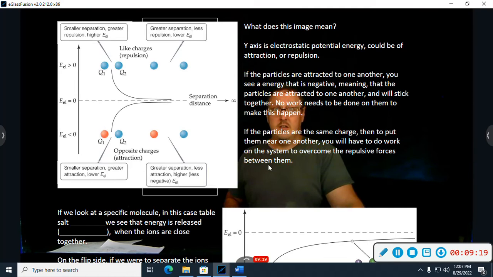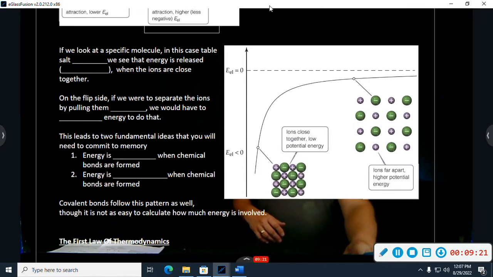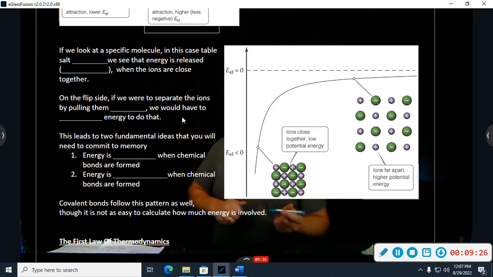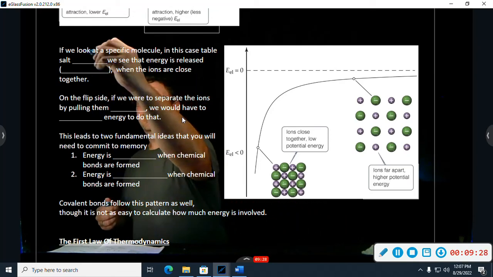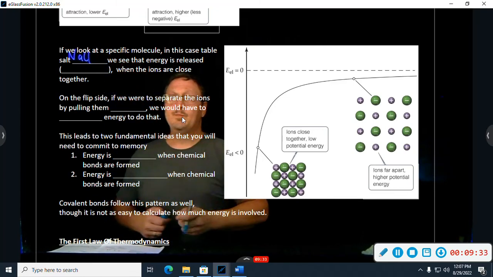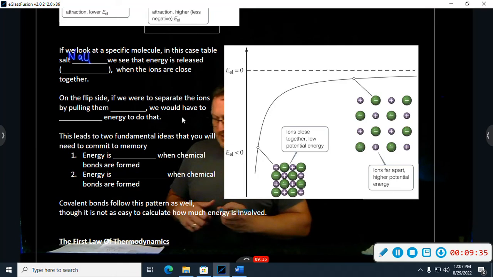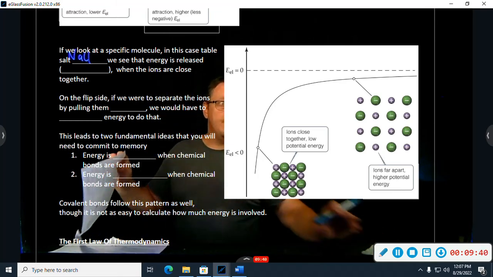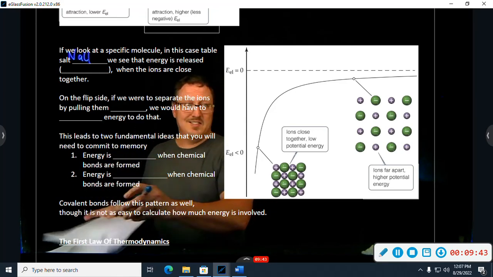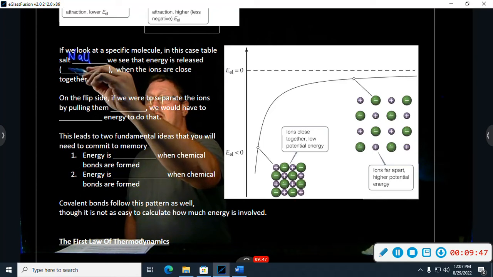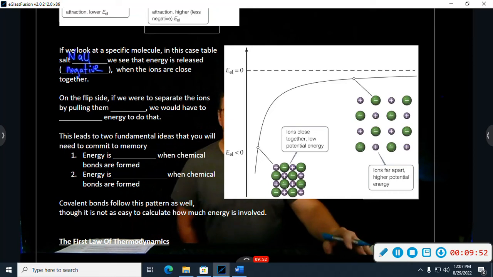Now, let's look at this particular molecule. If we look at a specific molecule, in this case table salt, which you guys know as well as I do, that is just NaCl, we see that energy is released, or is negative, when those ions are close together. We already talked about this a little bit, but I'm just talking about a specific ion here, all right?